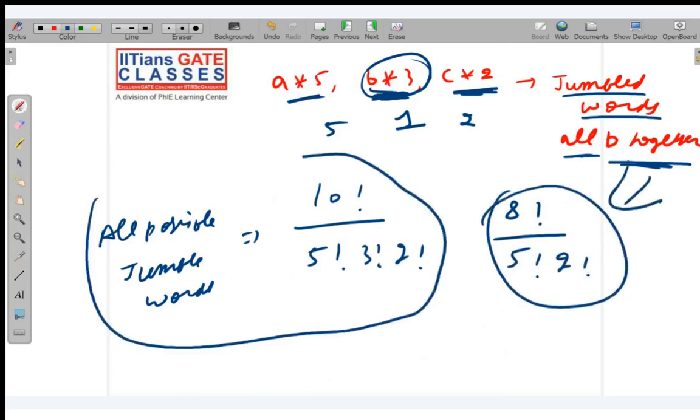And this, by chance, is a new question with all possible jumble words. So 8 factorial divided by 5 factorial, 2 factorial. This is my answer, and you can multiply it by 1. Why 1? Because all B's are similar, so that's why I have multiplied by 1. Please take a snapshot. I will jump to the next slide now.